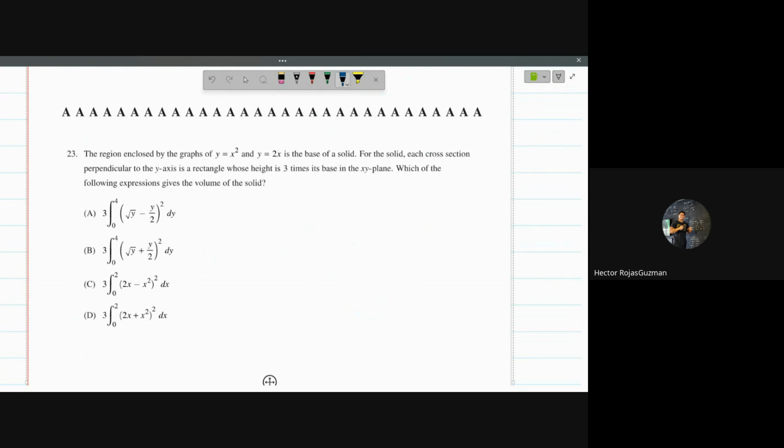The region enclosed by the graphs is the base of a solid. For the solid, each cross section perpendicular to the y-axis. Here, you know what? Let's stop. We have x squared. We have 2x. The cross sections perpendicular to the y-axis, so like this, is a rectangle whose height is 3 times the base. Which of the following expressions gives the volume of the solid?